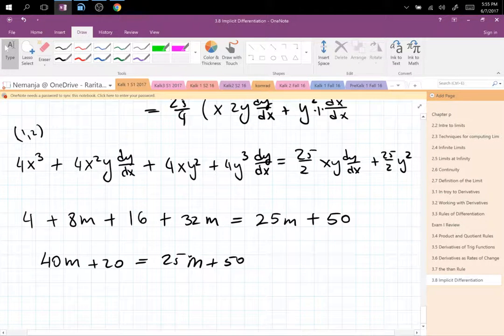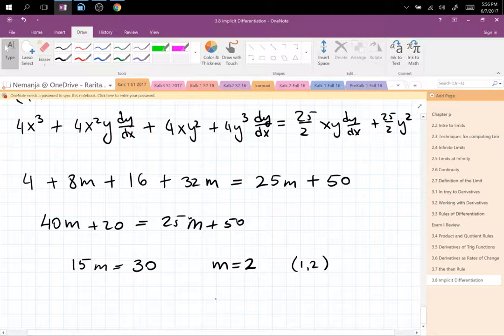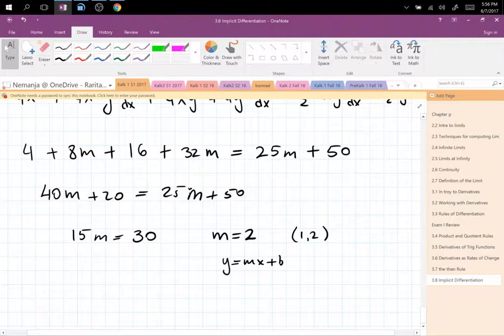So now you move 25 to this side, you get 15m. And move 20 to the other side, you get 30. And m works out to be 2. You also have a point 1, 2. So y equals mx plus b, or whatever other formula you like to use.